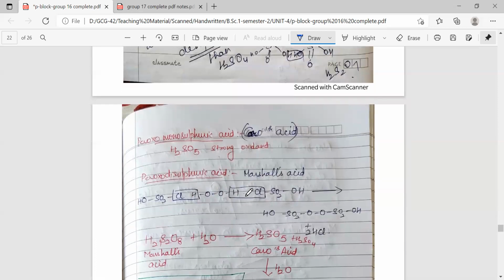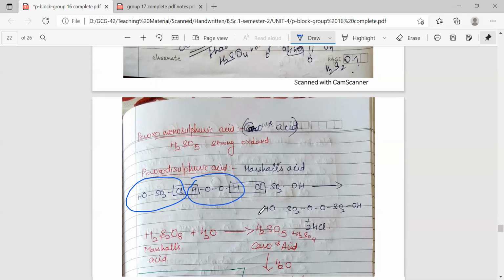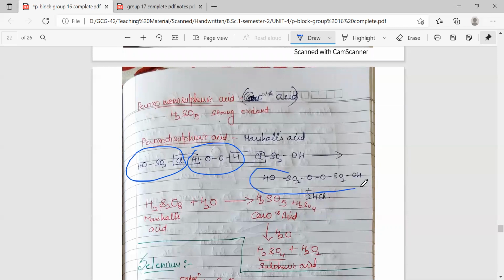Next, we have peroxomonosulfuric acid. These common names are important, as you can be asked about the synthesis of Caro's acid. Caro's acid is peroxomonosulfuric acid, and peroxodisulfuric acid has the common name Marshall's acid. Marshall's acid can be prepared from the chloro derivative of sulfuric acid, by treating it with H2O2. With two chloro derivatives of sulfuric acid, we get the formation of Marshall's acid by removing two molecules of HCl.